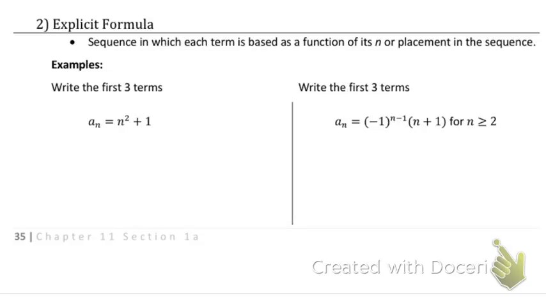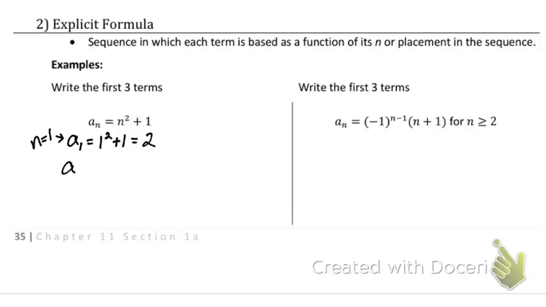All right, so we're going to write the first three terms of this. My first term is going to be a sub 1. Well, that means my n value equals 1. So I'm going to replace the n on the other side with 1. So we just have 1 squared plus 1, which equals 2.